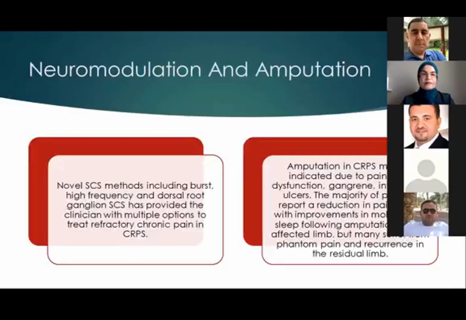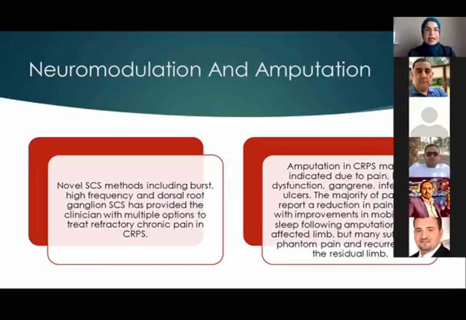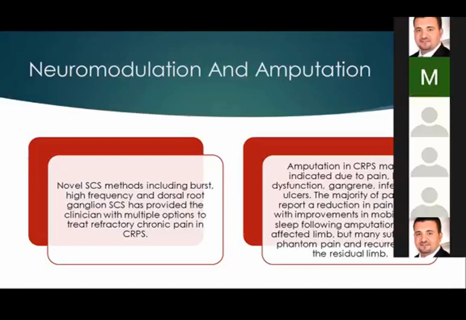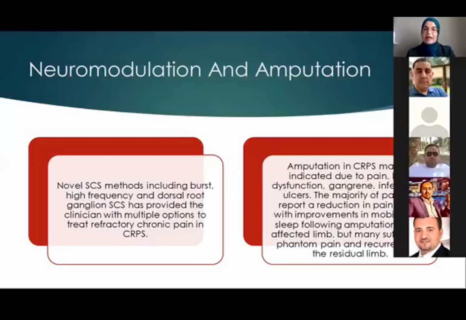Regarding the neuromodulation, quickly, I will touch base. Novel spinal cord stimulation methods include burst stimulation, high-frequency stimulation, and dorsal root ganglion spinal cord stimulation. And this provides the clinician with multiple options to treat refractory chronic pain in CRPS syndrome. This is a very big topic. I've seen a big number of patients myself, and burst stimulation was the best to give results in my experience.